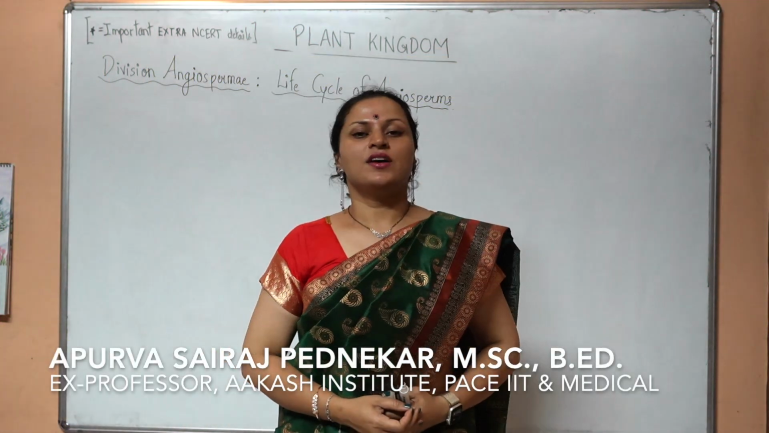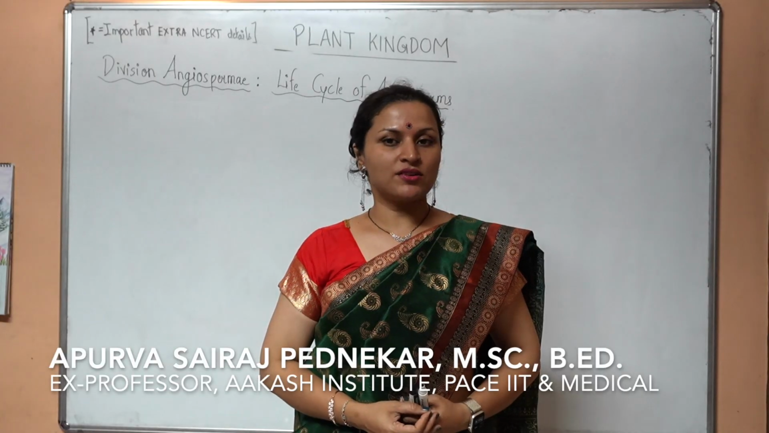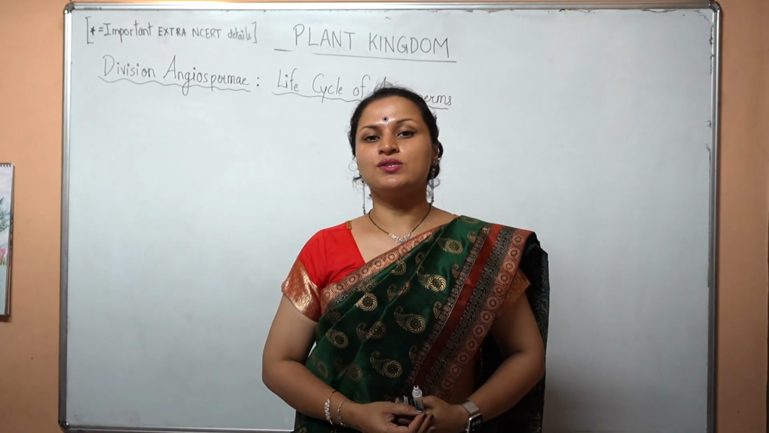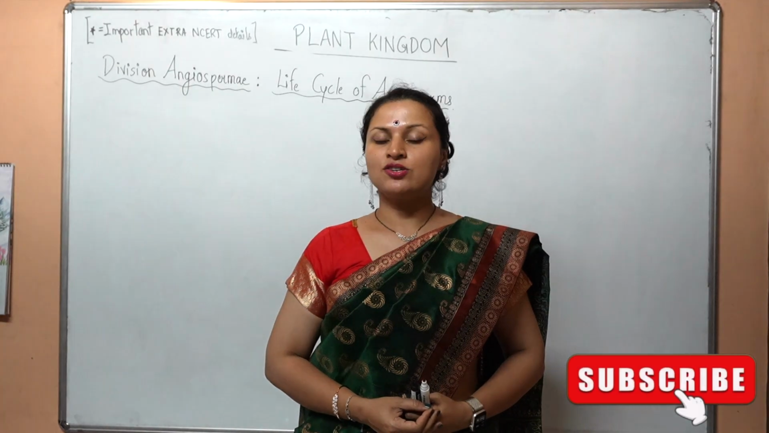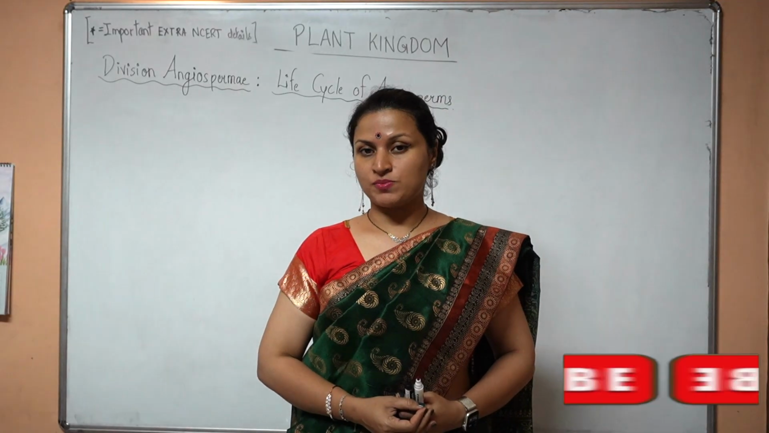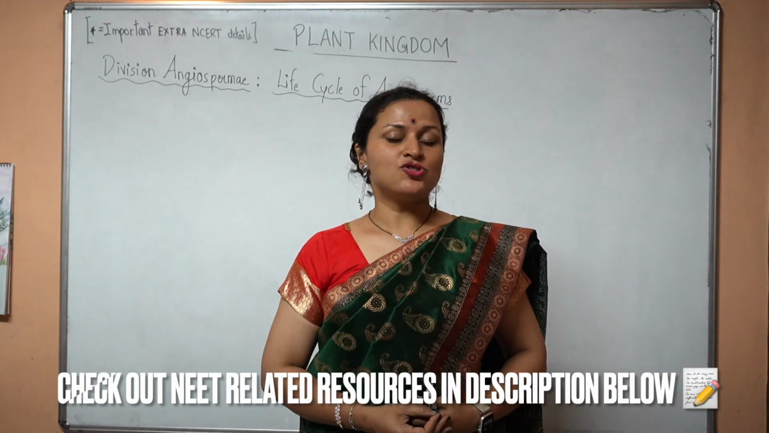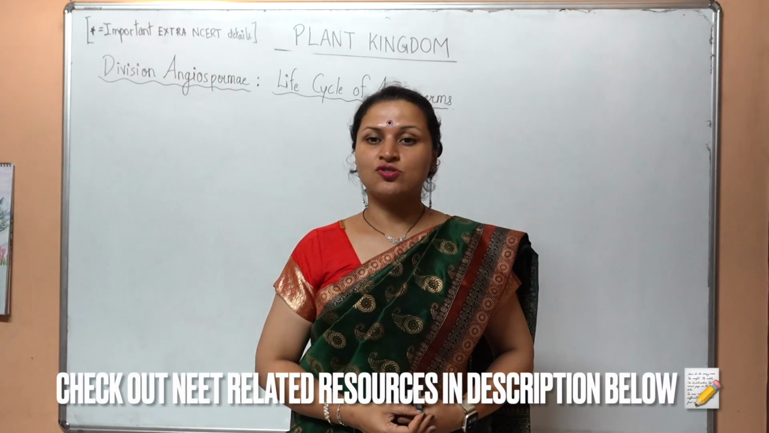Hello students, we are on division Angiospermae in plant kingdom and we had completed the introductory part and the differences between monocots and dicots in the last lecture. In this lecture we are going to look at the life cycle of angiosperms, wherein we will see how one angiospermic sporophyte produces the next angiospermic sporophyte.